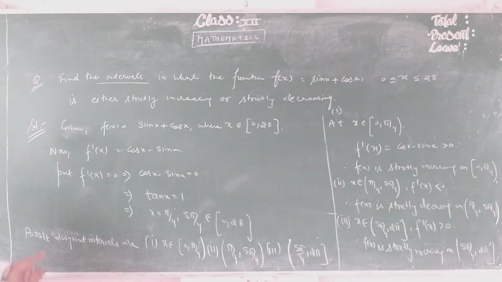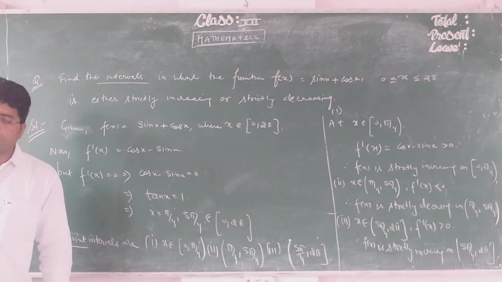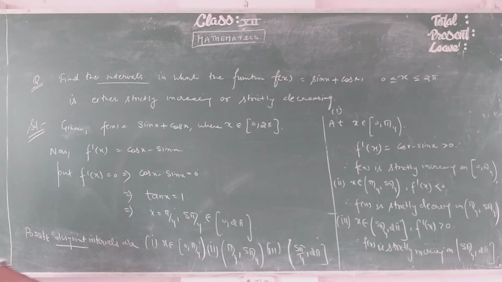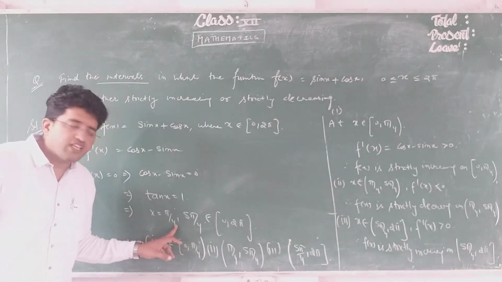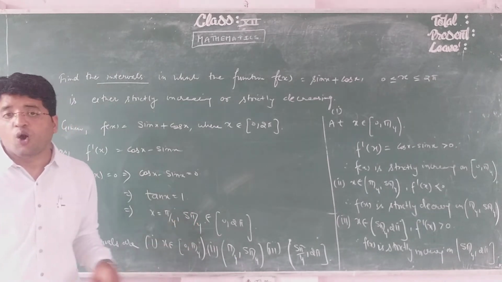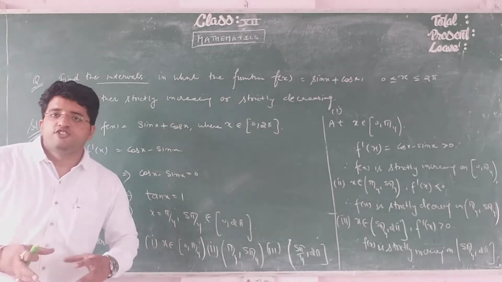So what are the possible disjoint intervals? Remember, students, whenever you make the intervals, they must be disjoint. Okay, so first of all, look at this. The interval is given as closed, that is 0 to 2 pi. But for the values of x, we have to make the intervals open, because they must be disjoint, you can say.